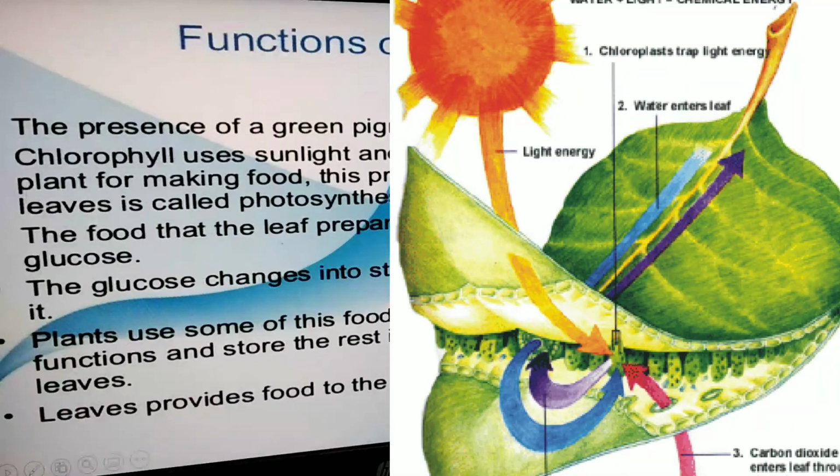Once again, coming to the functions of the leaf, plants make food in their leaves. Chlorophyll, the green pigment, helps the leaves to absorb sunlight. Water and carbon dioxide combine together in the presence of sunlight to produce food and oxygen. The oxygen is given out. The process by which plants make food is called photosynthesis.